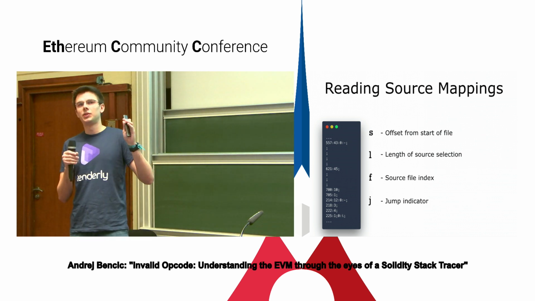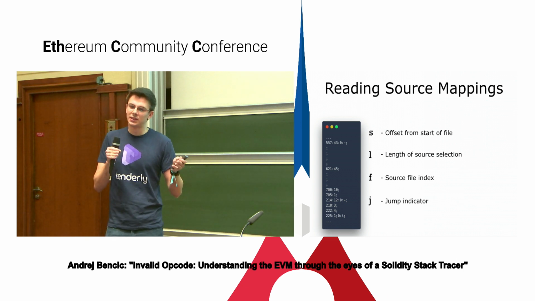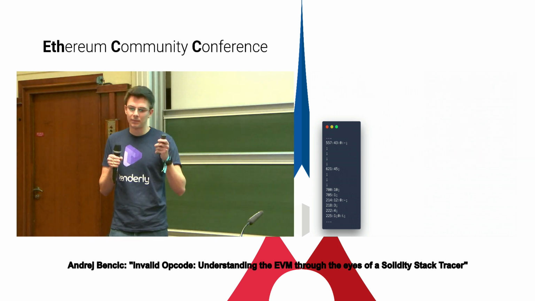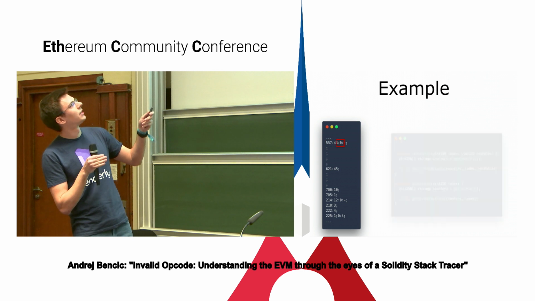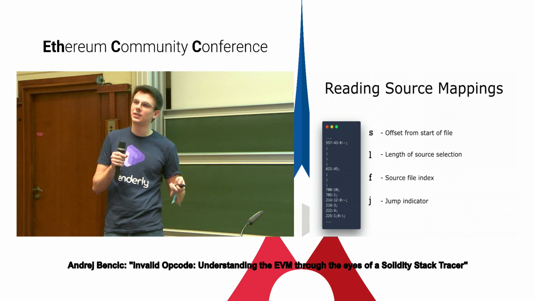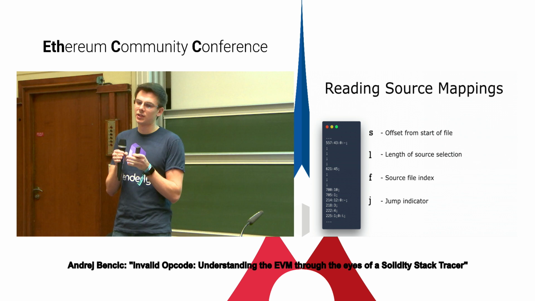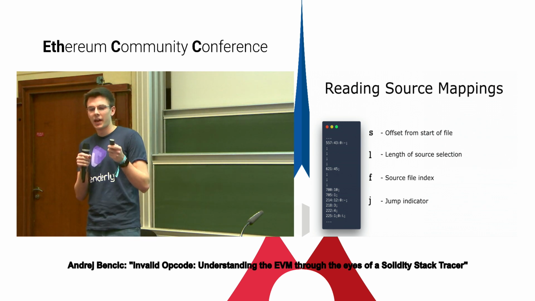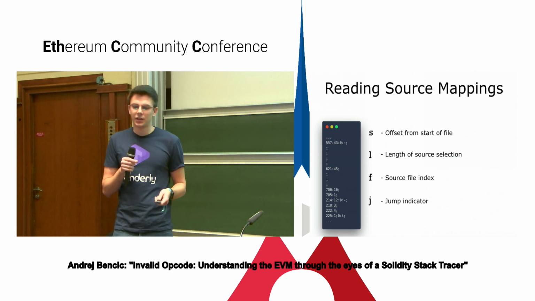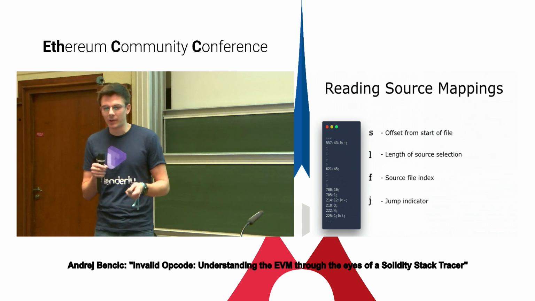Well, we know where the line that generated the EVM was located. So an offset in the file. That's an example. So the offset of the line in source code. We know the length of the line that generated it, and the index of the file which generated the instruction. And the 4th indicator is the jump indicator, and we'll get to it in a while.